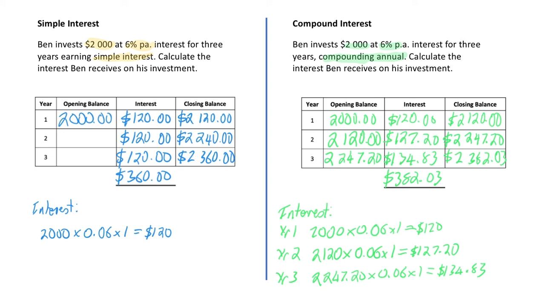So that's an example of the difference between simple interest and compound interest, and why we earn more interest under compound interest than we do for simple interest. So the key aspects to remember: simple interest, the principal does not change. Compound interest, the principal does change every compounding period, which means we're earning interest on interest.